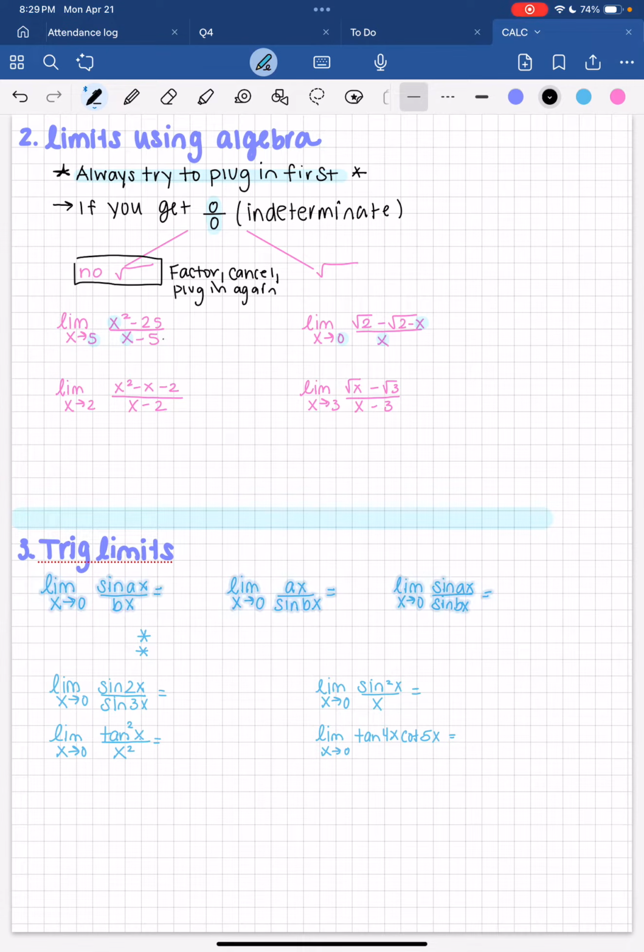You're going to watch me do that here. Because if you plug in 5 right now for x, you're going to get 0 over 0, indeterminate form. So we're going to factor. So factor the top with dots.